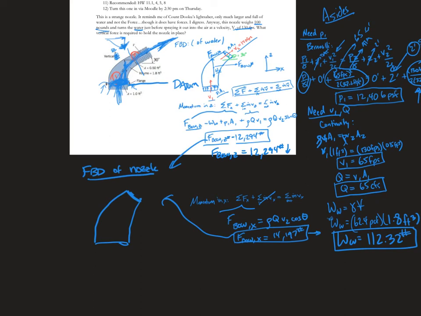So I'm going to draw these on here. The force bow on water Z is downwards, so the force of the water on the bend is upwards. So we've got 12,294 pounds going upwards. The force water on bend, force WOB, in the X direction is the opposite of this, so it's going to be going this way, and that's going to be 14,197 pounds. And then we've got a weight of the nozzle.